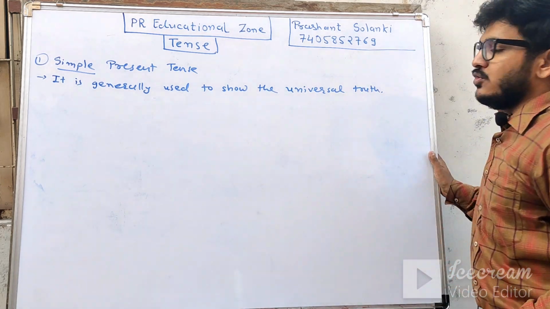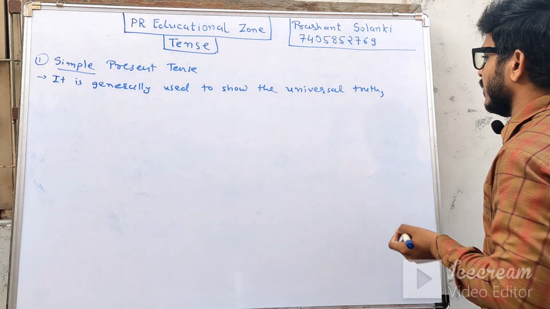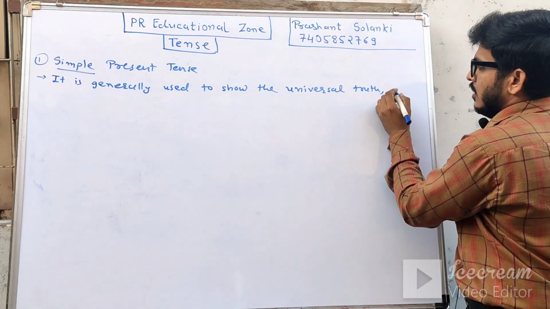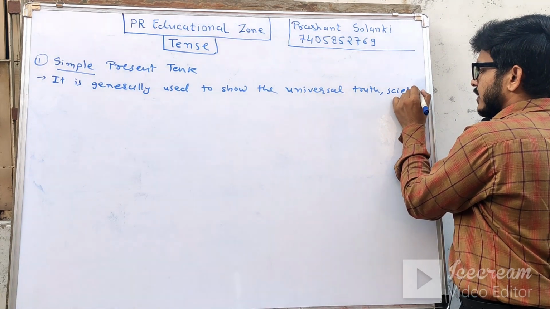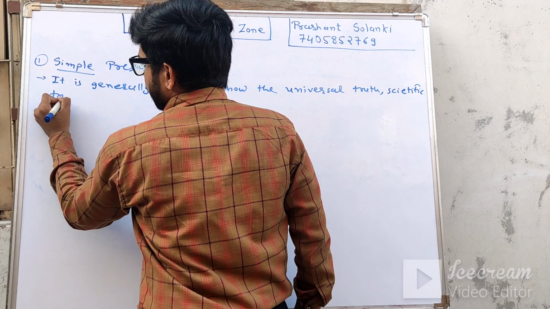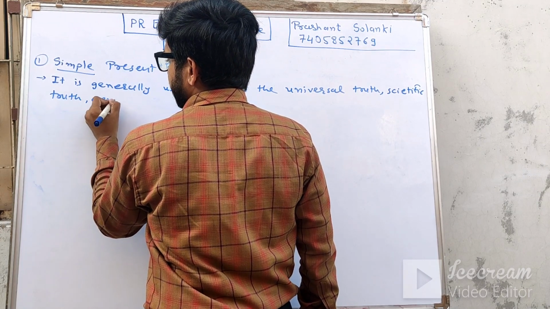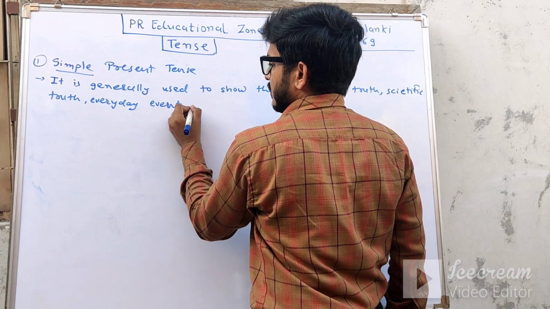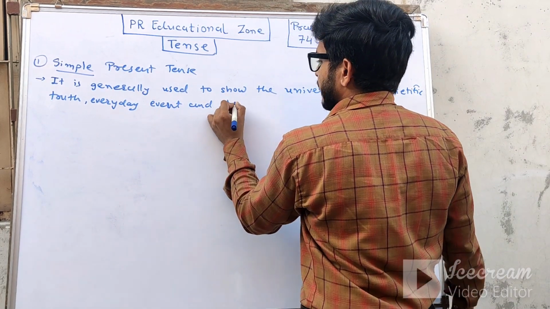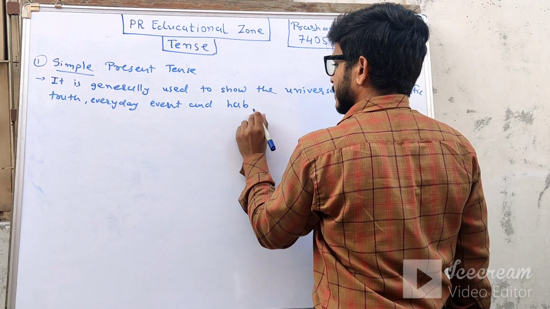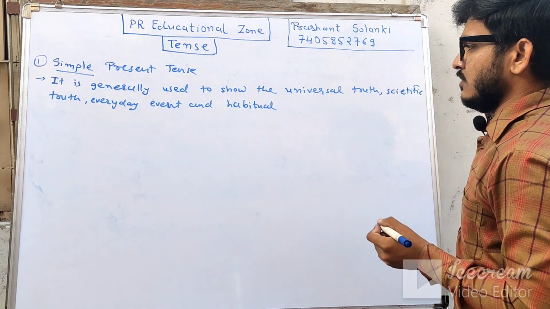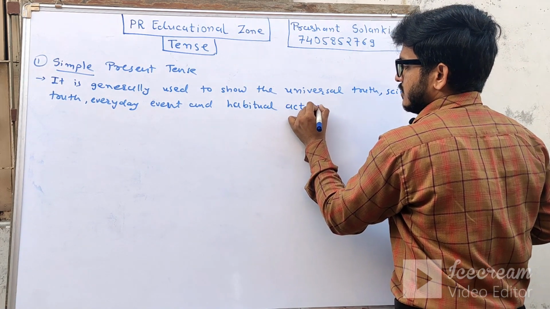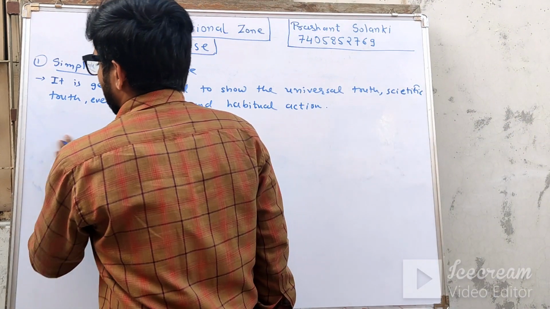So which is the universal truth, like Earth rotates, Earth is revolving around the Sun, and the scientific truth. Everyday events, like the Sun rises in the east, that is an everyday event. And habitual action. Habitual action means that action which we are doing because of our habit.